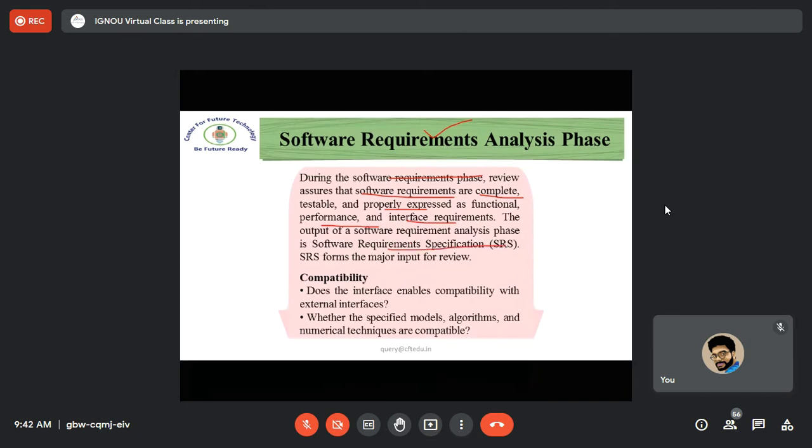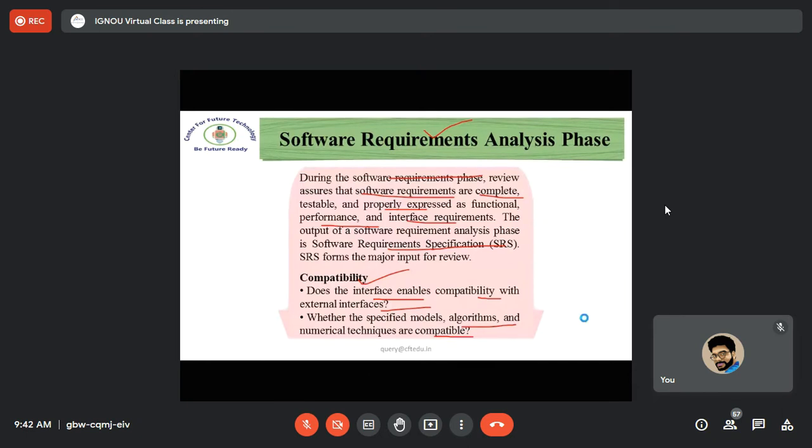Because we are going to develop software for a company, for a system, we ensure these parameters. First, compatibility. To ensure the compatibility of the software, we have to ask: does the interface we have planned or designed enable compatibility with the external interfaces or not? Are the specified models, algorithms, and numerical techniques compatible with the core software, with the core system or not?